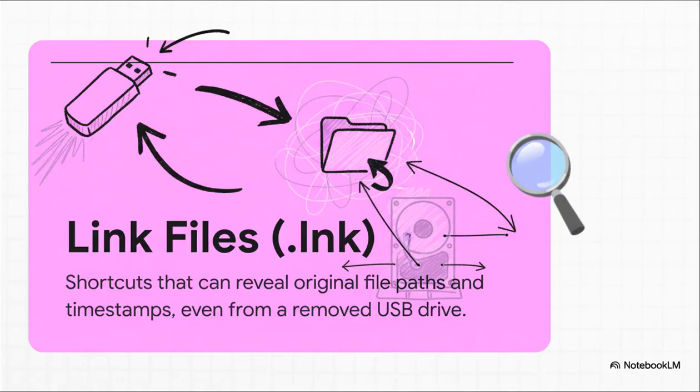But here's the kicker. What if the suspect got rid of the USB drive? How can you possibly know what was on it? Well, often the answer lies in these little things called link files. You know them as shortcuts. Windows creates them automatically when you open files, especially from external drives. And that little shortcut file can contain a goldmine of information: the original file path, timestamps, and even the serial number of the USB drive it came from, proving what files were on a drive long after it's gone.